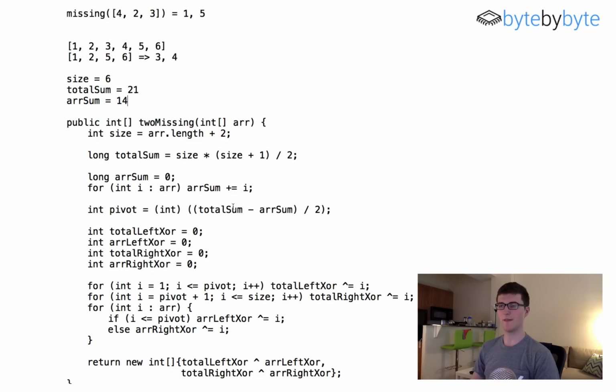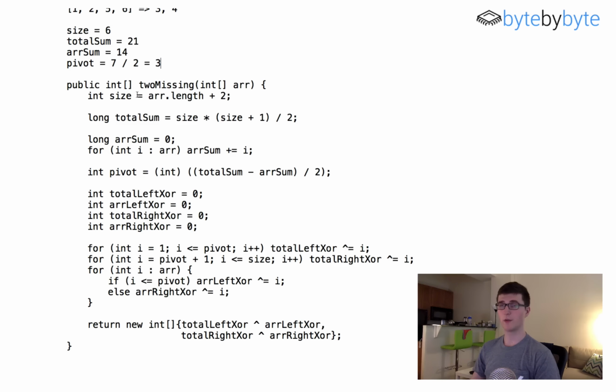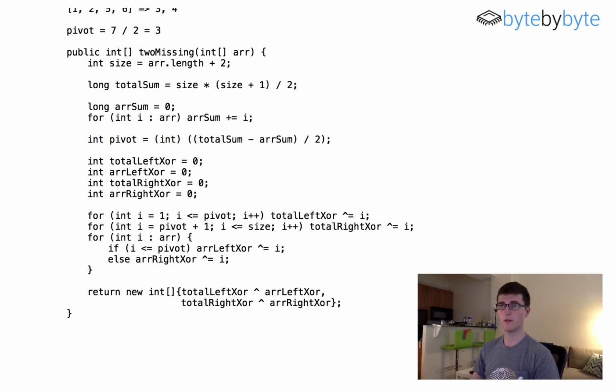And then we get that the pivot is going to be equal to the difference of those divided by 2. So the difference of 21 and 14 is going to be 7, right? So we get pivot equals 7 divided by 2, and we're going to do integer division, so it's going to be 3. And then we're going to do all these XORs. So we don't need these anymore.